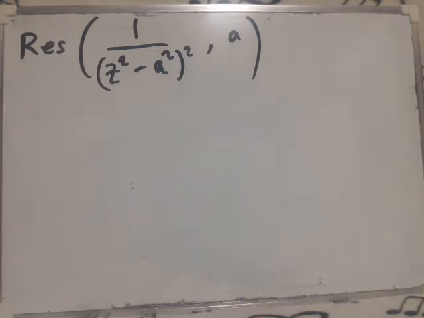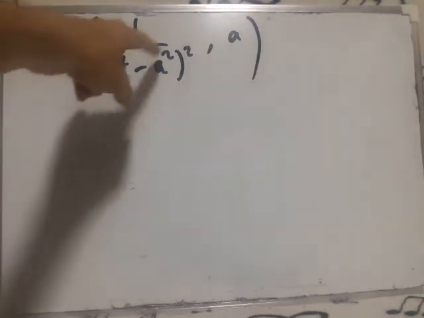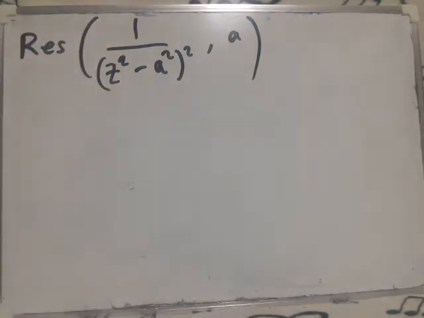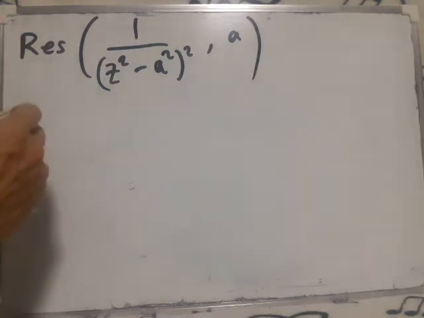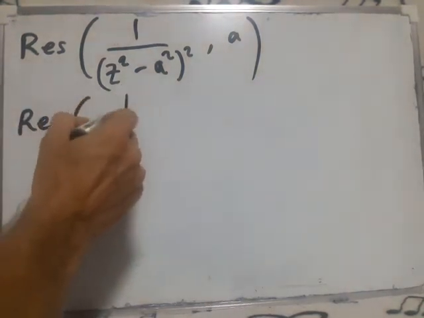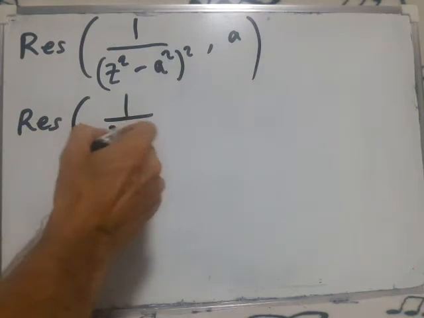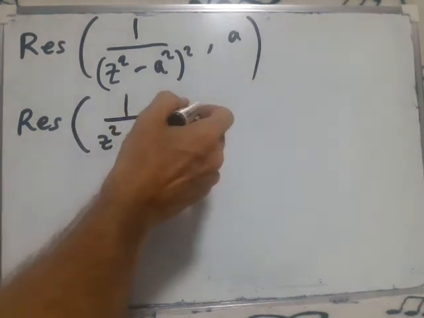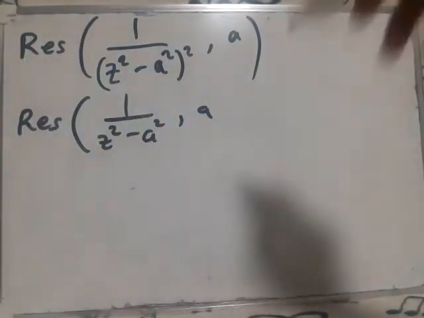Now, if you notice, this function here looks like it's the derivative of, or it's closely related to the derivative of 1 over z squared minus a squared. So what we're going to do is instead evaluate the residue of 1 over z squared minus a squared, which is just a simple pole.